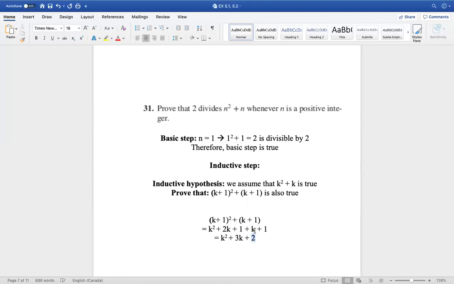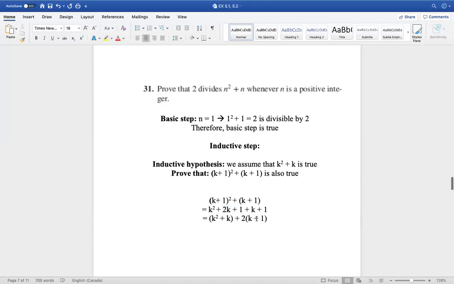Right? This is one way, but we're going to do it in this way. So k squared plus k, we're just going to group this together. We will take k squared plus k, and then we can group this 2k, 2 into k plus 1. Okay, now this here is equal to this one here.